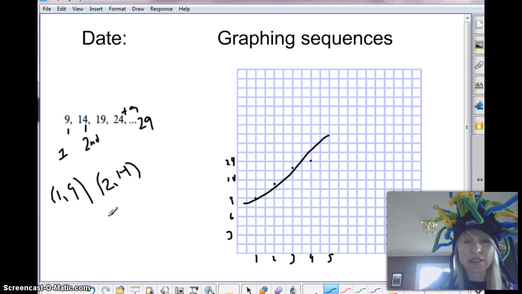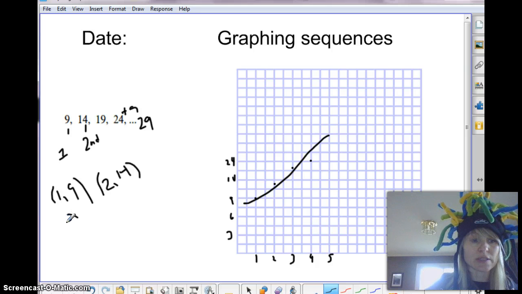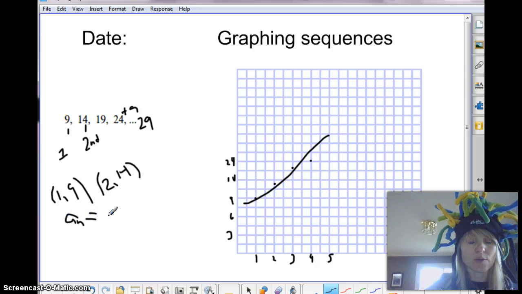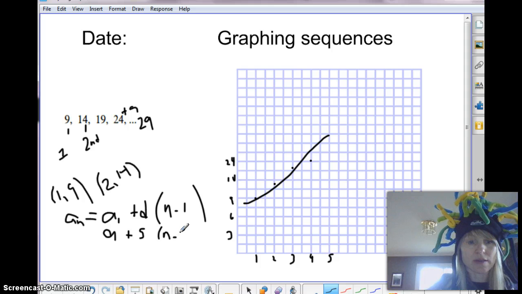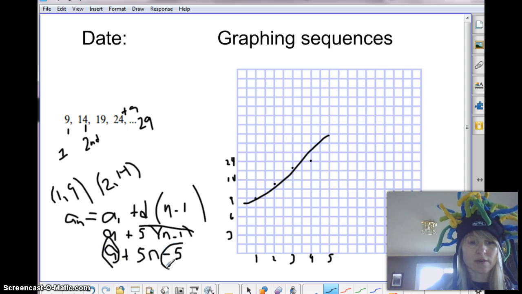It might ask for the explicit sequence, right? So if I do the explicit sequence, I have a sub n equals a sub 1 plus d times n minus 1. So I'll plug in my a sub 1 is 9, my d is 5, and I keep my n minus 1. I'm going fast because we've gone over this. Distribute. So I'll have 9 plus 5n minus 5. And then I got my 2 like terms here.